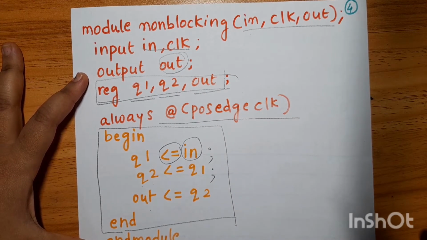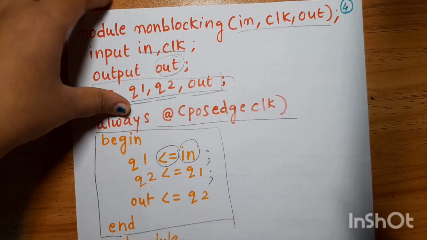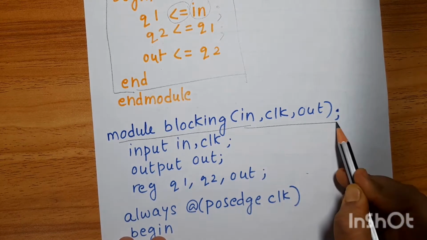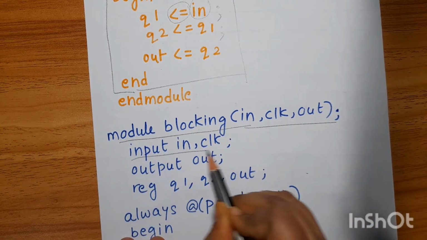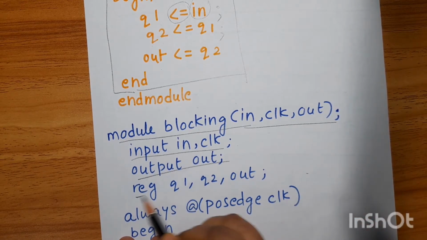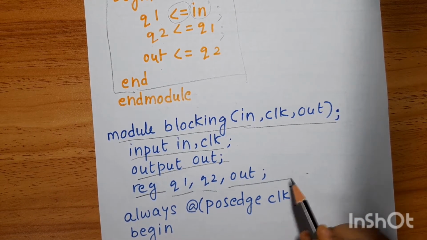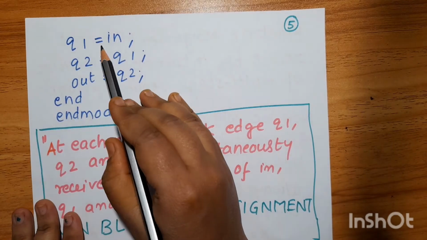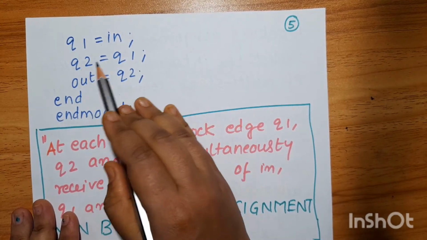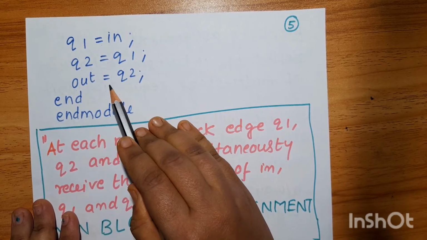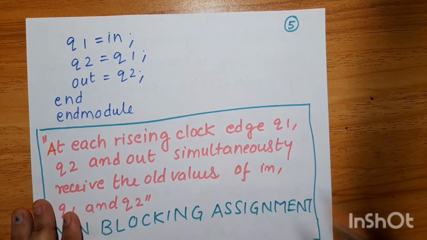Now we will see the blocking case, how the blocking module is written. Same module, blocking: in, clock, out; input is in and clock, output is out. Reg Q1, Q2, out. Always at the passage of the clock, begin. Q1 blocking assignment in, semicolon, Q2 blocking assignment Q1, semicolon, out blocking assignment Q2, semicolon, end and end module.